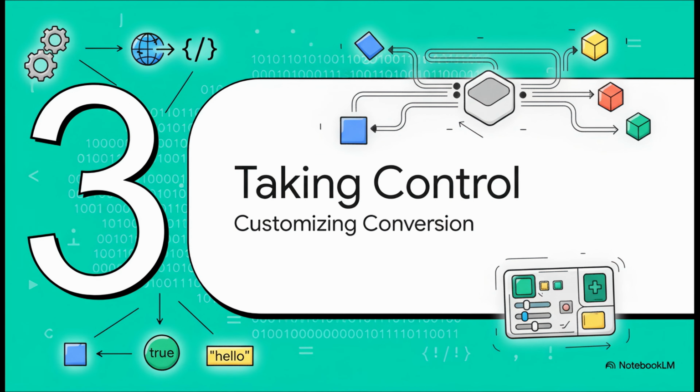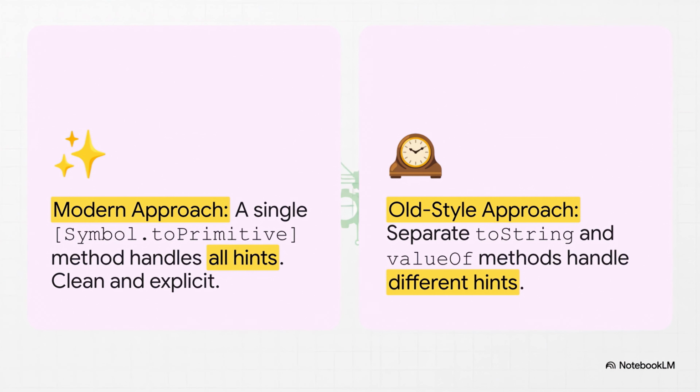Now, the best part about knowing all these rules is that you're not just a spectator anymore. You can actually implement these exact conversion methods on your own objects and take complete control over how they behave. You get to teach them what to do. So you basically got 2 ways to do this. On the left, you have the modern approach, a single Symbol.toPrimitive method that can handle all 3 hints. It's super clean, really explicit. Then on the right, you've got the old school way. You implement a separate toString method and a separate valueOf method. They both get you to the same place, but you can see how the modern way really centralizes all that logic.